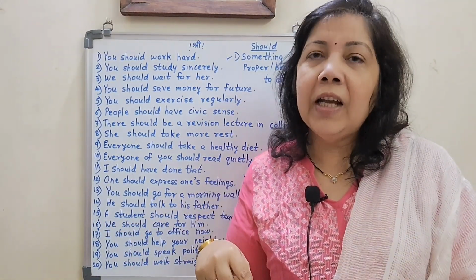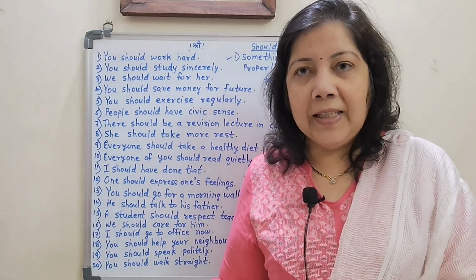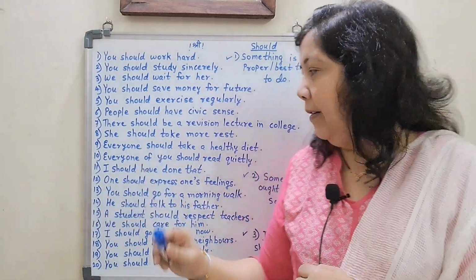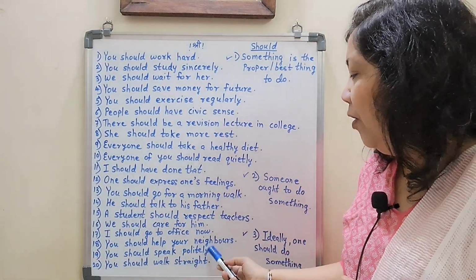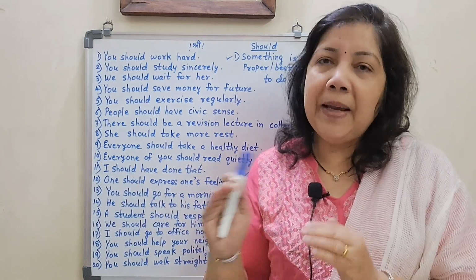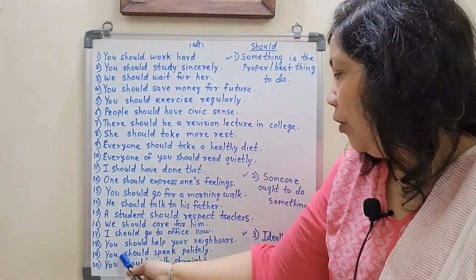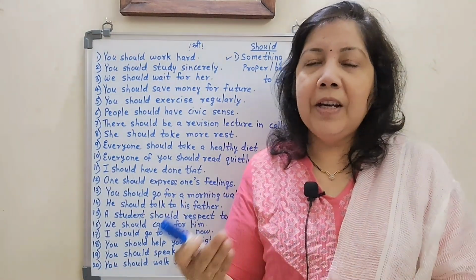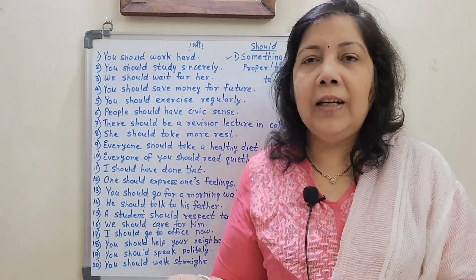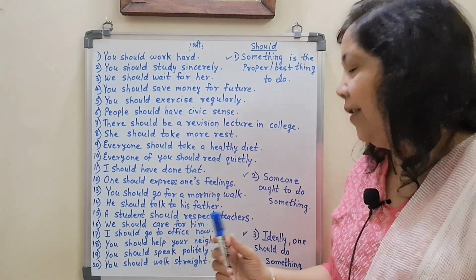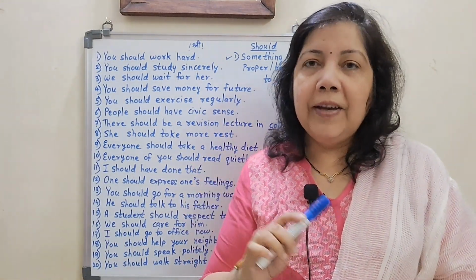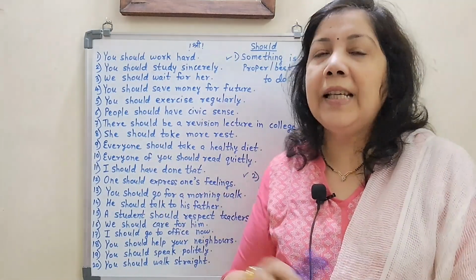So what am I doing actually now? I am just chatting with my friends. Then that time we say ideally now I should go to office. Okay. You should help your neighbors. Ideally again you should help your neighbors. That's the best thing to do. You should speak politely. Whenever you speak, you should speak politely. That is expected. That is a good thing. You should walk straight. Good for your health. So this way we use should in the sentence.